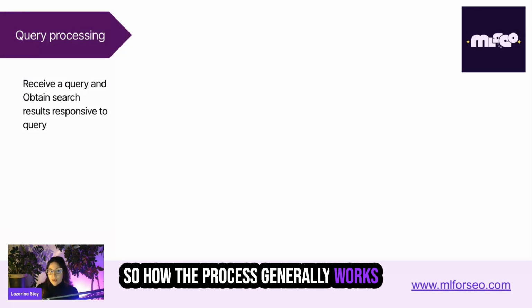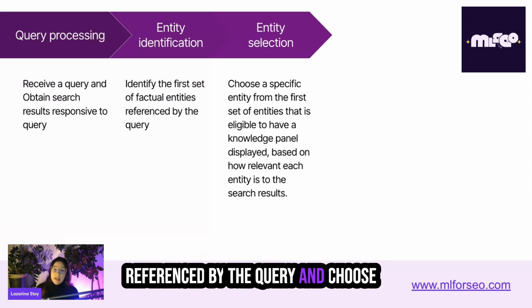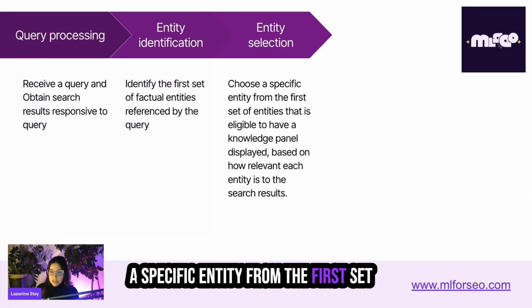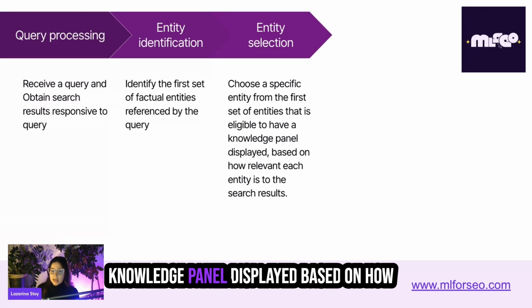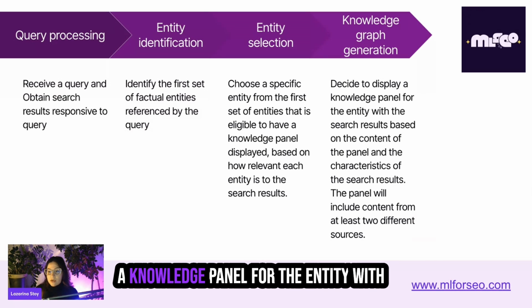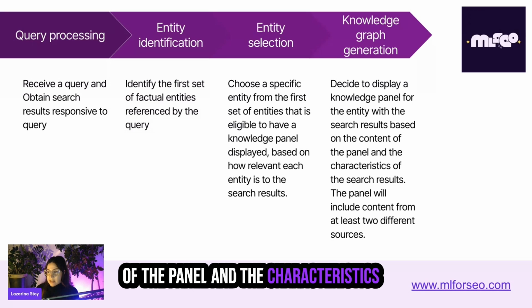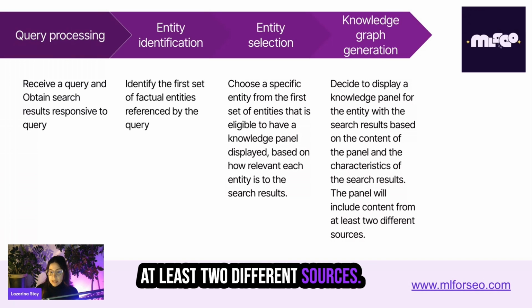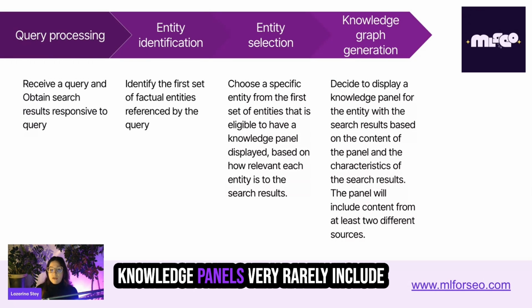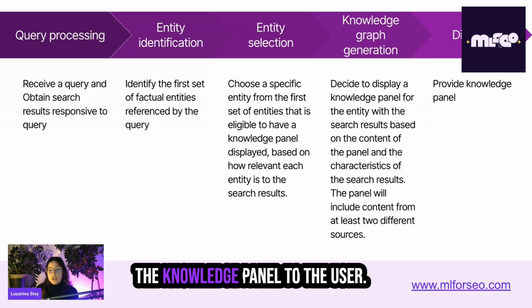So how the process generally works is, first they receive the query, they obtain search results responsive to that query, then they identify entities referenced by the query and choose a specific entity from the first set of entities that is eligible to have a knowledge panel displayed based on how relevant it might be to search results. And then they decide whether to display a knowledge panel for the entity with the search results based on the content of the panel and the characteristics of the search results. And the panel includes content from at least 2 different sources. So it is very crucial to know that knowledge panels very rarely include information from just one source. Then the final step is displaying the knowledge panel to the user.